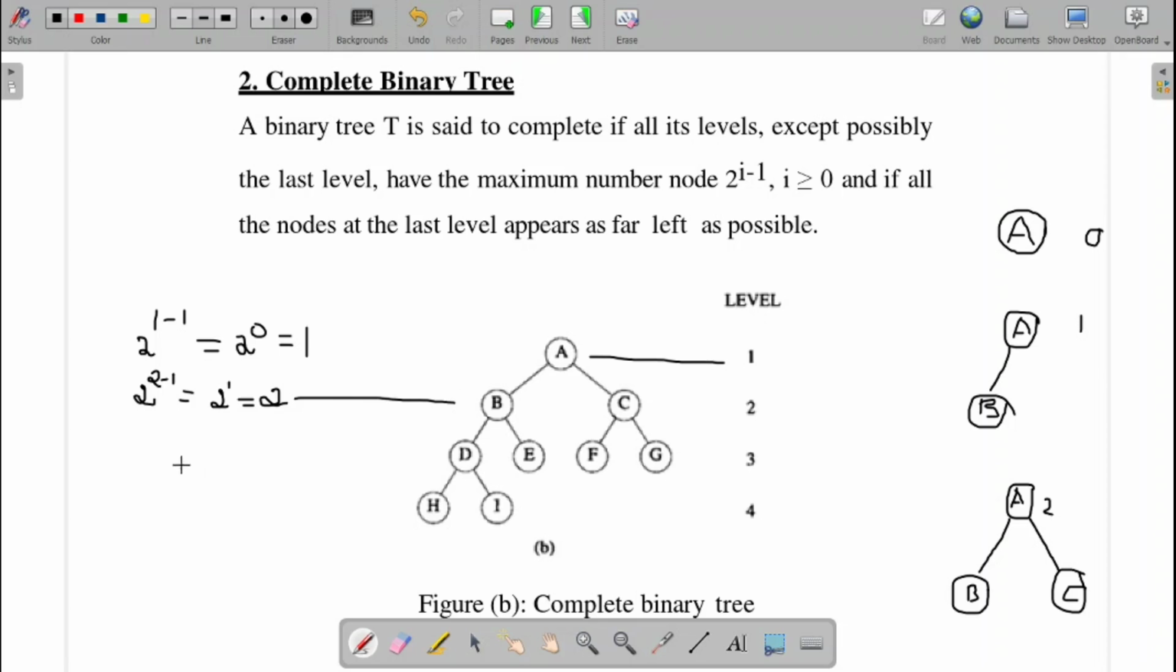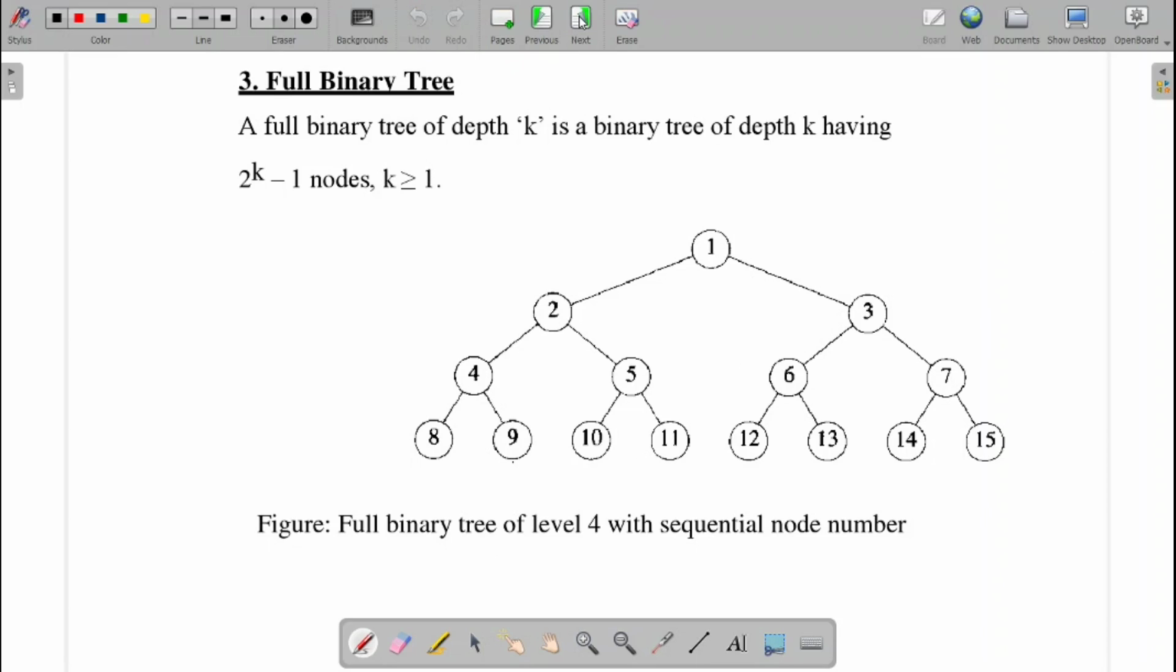The next one, for level 3, if we take up, it is 2 power of 3 minus 1, which will be equal to 2 power of 2, which will be equal to 4. That is, at level 3, we can have a maximum of 4 nodes over there. Fine. And all the orientation will be from left. All the elements will be present from left to right. So this is how we keep on filling the tree. Such an arrangement we call the complete binary tree.